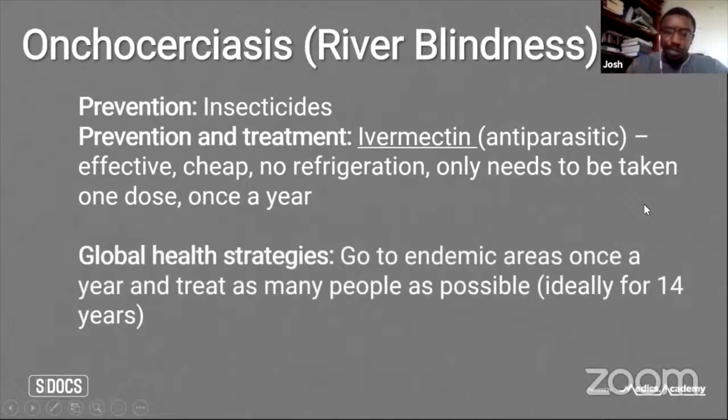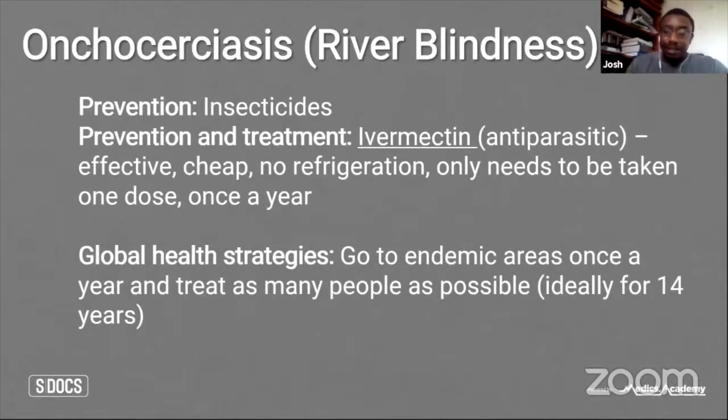These are the two mainstays that global health strategies or interventions will involve. They will go to endemic areas where the population is known to be at risk or have circulating onchocerciasis. First they will incorporate lots of insecticides, but also importantly, they will treat everyone with ivermectin, as many people as they can. They'll go back again every 6 months or every year, and treat everyone again. They'll do this for 14 years.